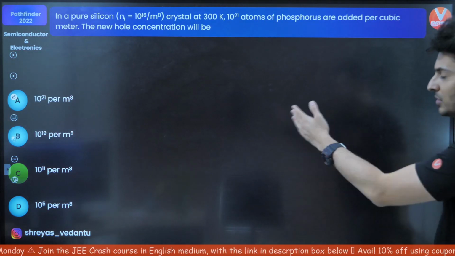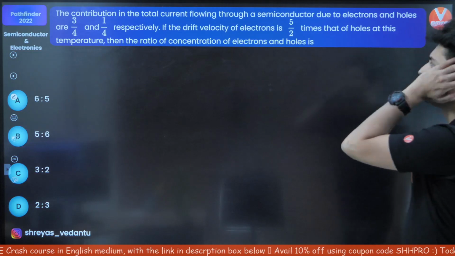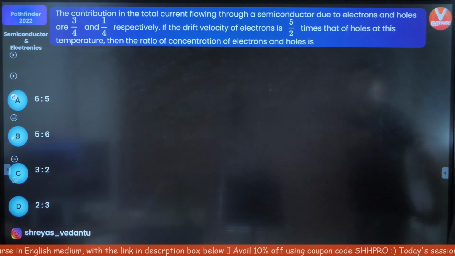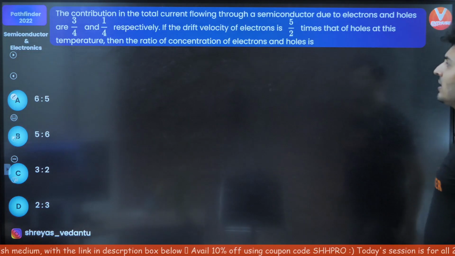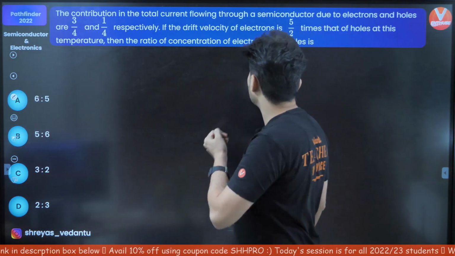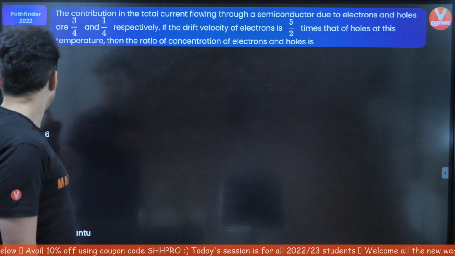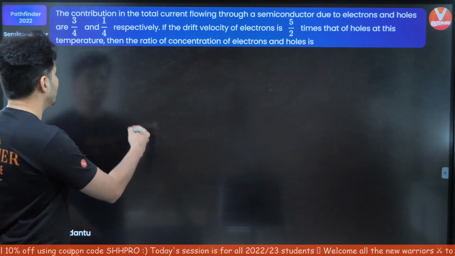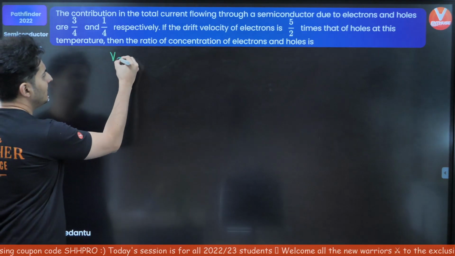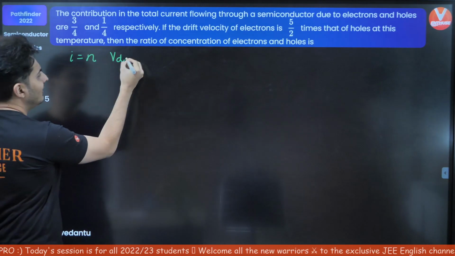Moving on to the next question, see what's correct. The contribution of the total current flowing in the semiconductor due to electron and hole is this. If the drift speed of the electron is 5/2 times that of the hole, then the ratio of the concentration of the electron and the hole is... It's a question on drift speed. So I will stick to the drift speed formula. The drift speed formula is I is equal to nAveA.